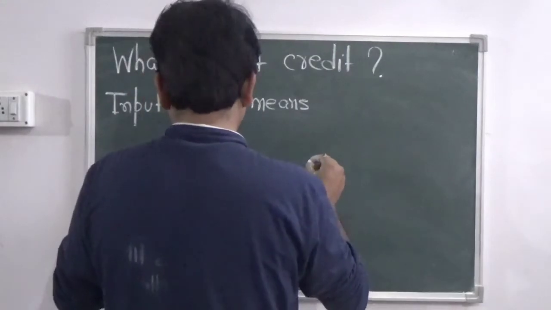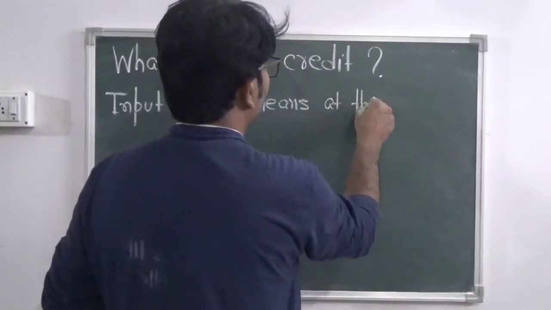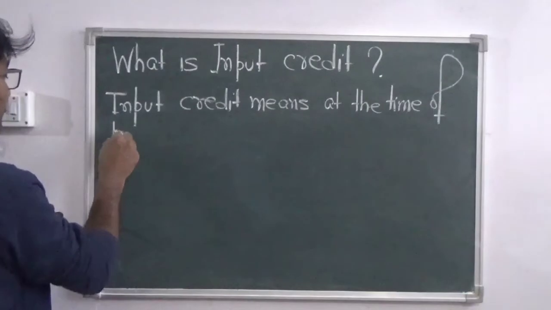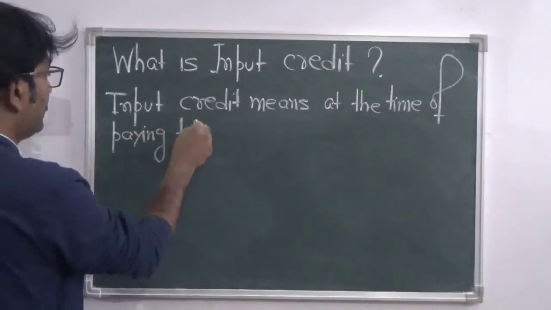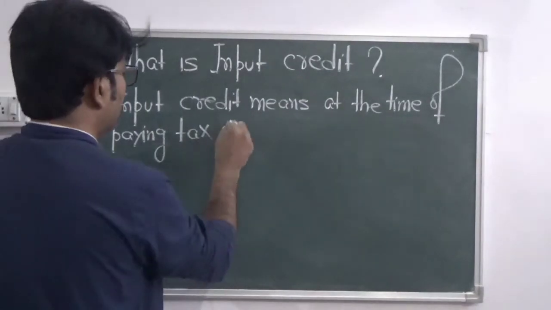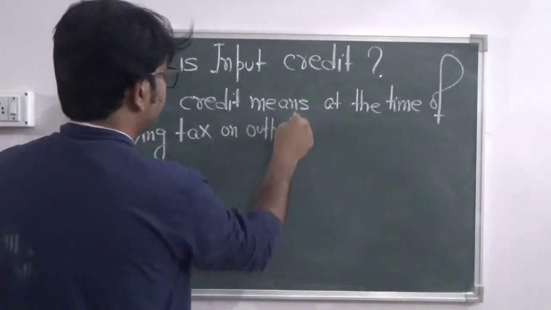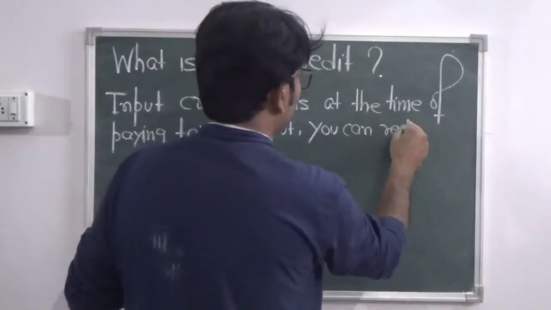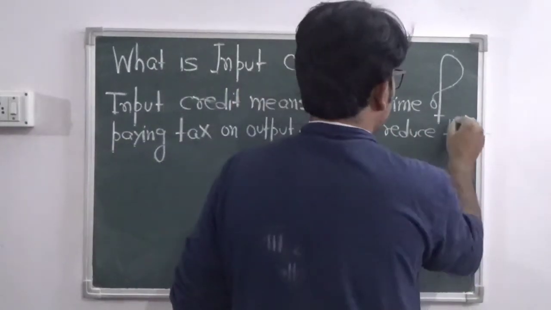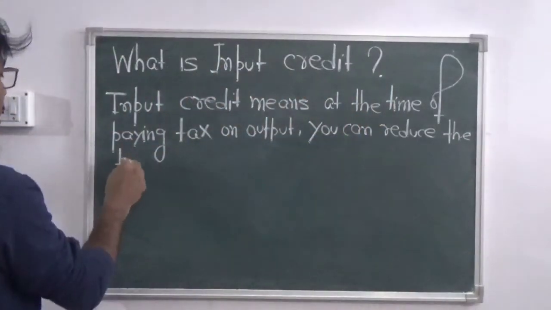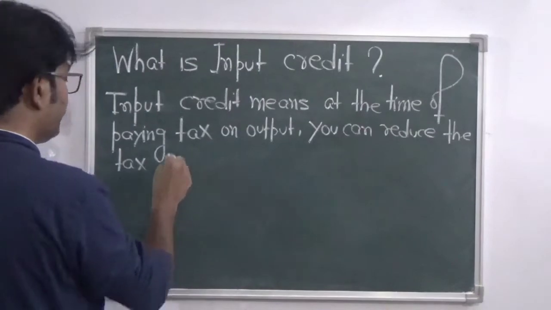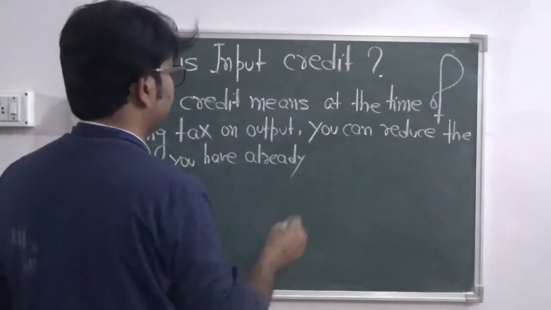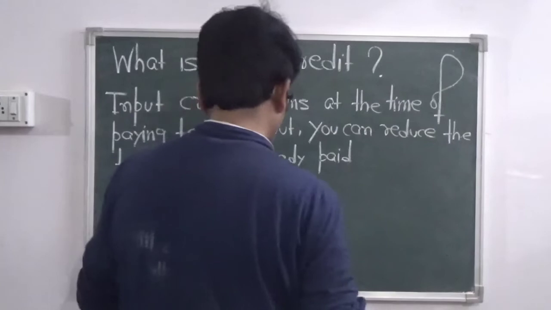at the time of paying tax on output, you can reduce the tax you have already paid on inputs.